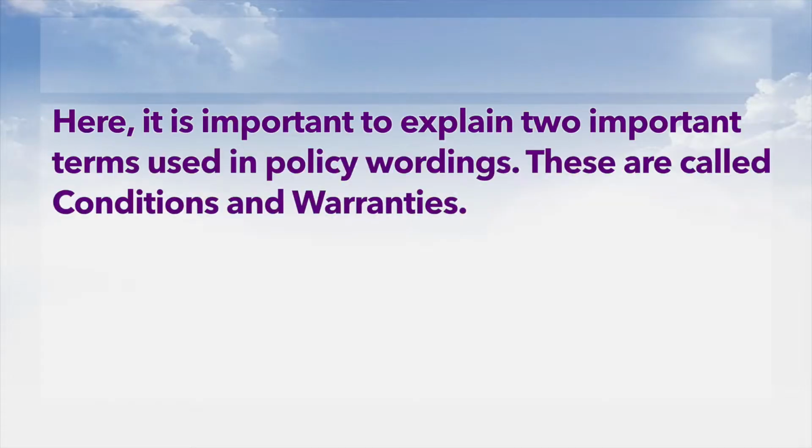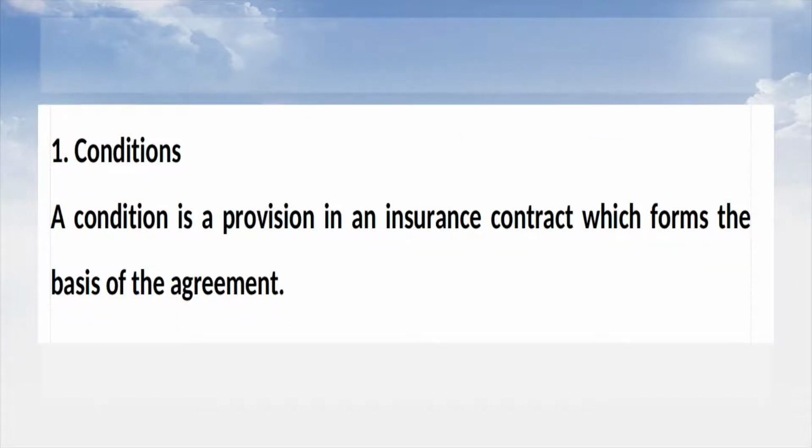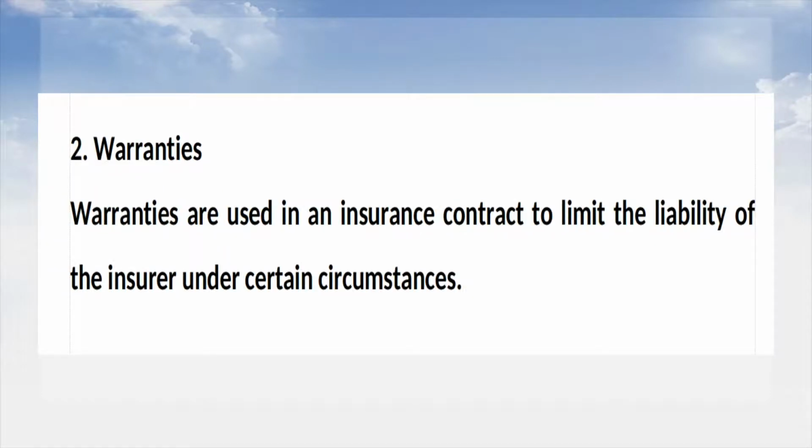The next one is the conditions and warranties. Here, it is important to explain two important terms which are regularly used in the policy wordings. What are they? The conditions and warranties. What is a condition? A condition is a provision in an insurance contract which forms the basis of the agreement. The second one is warranties. What is this? Warranties are used in an insurance contract to limit the liability. Here we limit the liability of the insurer under certain circumstances. The company limits it.